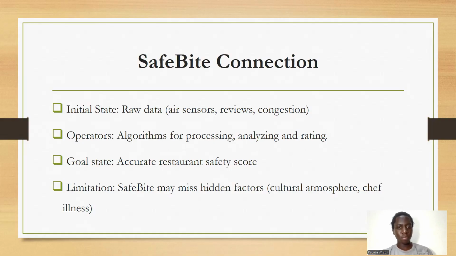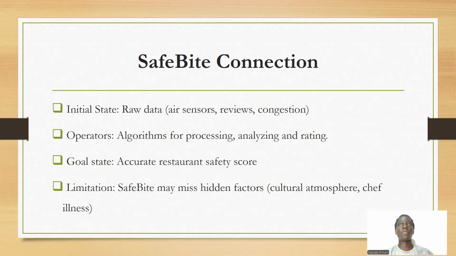And the operators, we can talk of the algorithms that are used to process this data in order to rate restaurants. Any algorithm inside SafeBite, the system that's able to actually process this data, analyze it, and provide the required ratings. And then the goal state is the rating that is required, the accurate rating of a restaurant. Its score can be anything. It can be percentage-wise, like 80% safe, 80% good air quality, or it can be a ratio, or it depends.